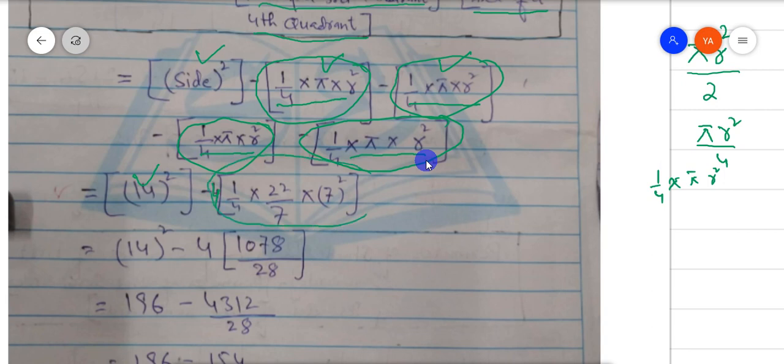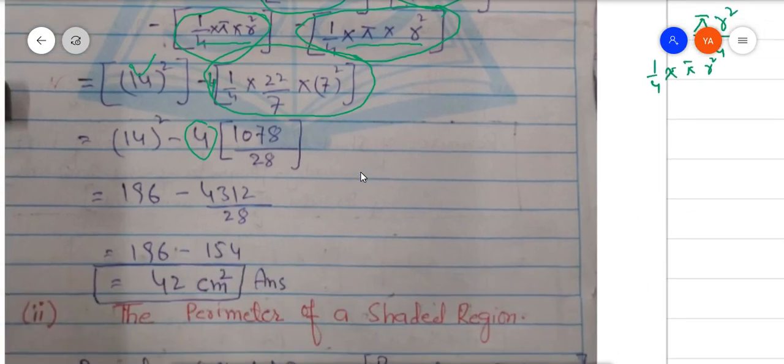Now simplify this portion, this part, so it will be 1078 divided by 28 and multiply by 4, then it will be 14 14s are 196 minus multiply by 4 with 1078 and divide by 28, then it will be 4328. Now multiply this part from 198, we get 42 centimeter square. So this is the area for the shaded region.